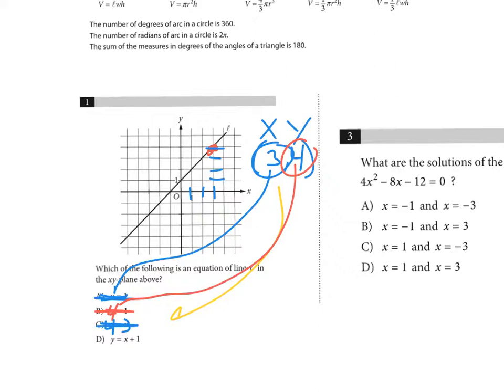Here your answer is going to be letter D, y equals x plus 1, because 3 plus 1 equals 4. So here our answer is letter D. One of the tactics that we've talked about is to just, for many of the questions, plug in your answer choices and see which work.